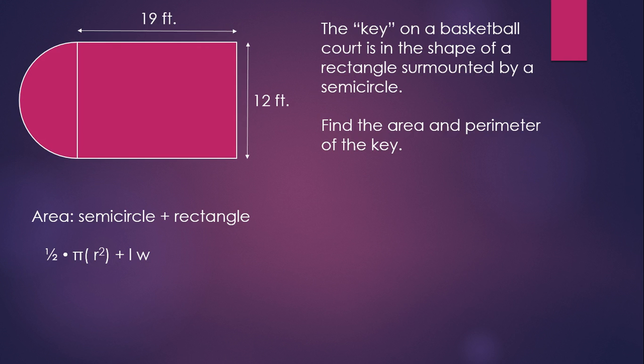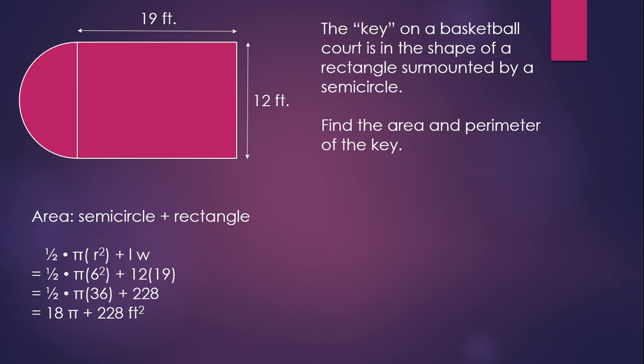And for the rectangle, we simply need its length times its width. So that gives us 1/2 times pi times the radius squared. The 1/2 is because we have a semicircle, not a full circle, plus 12 times 19 for the area of the rectangle, which gives us 18 pi plus 228 square feet.